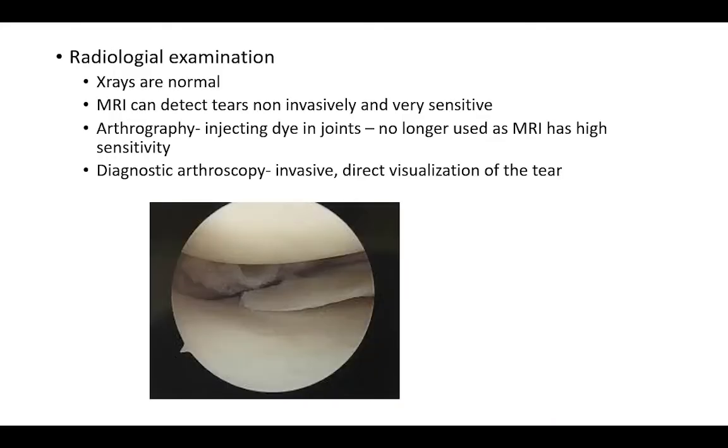Radiological examination may be normal in most cases. MRI is helpful to detect tears and is non-invasive and very sensitive. Arthrography is rarely done in view of MRI, and arthroscopy can be done, but it is invasive. However, it allows direct visualization of the tear and can be used in cases where the MRI picture is not very clear.